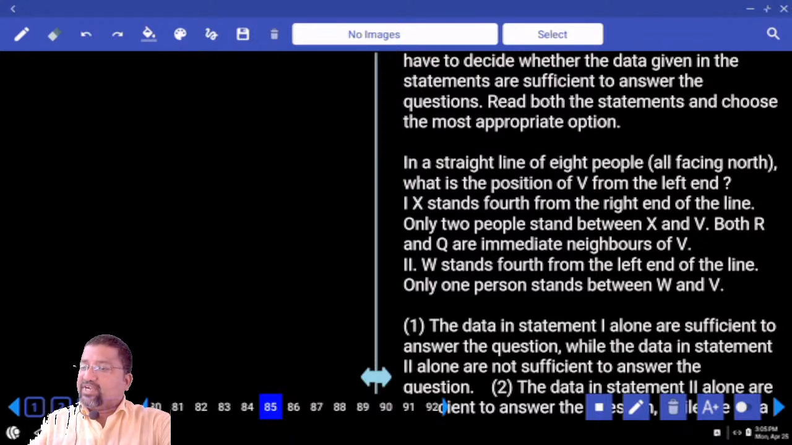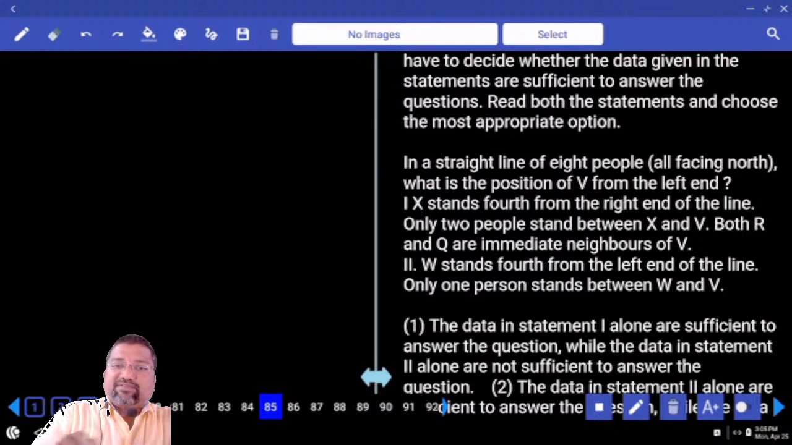In a straight line of 8 people, all of them are facing north. What is the position of V from the left hand? What is the position of V from the left hand? Total number of people?